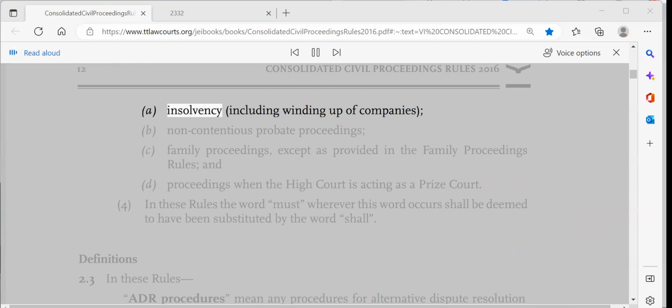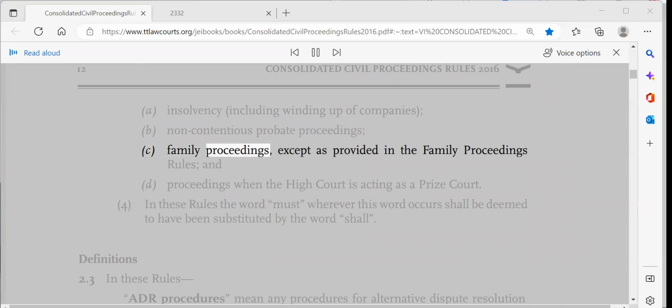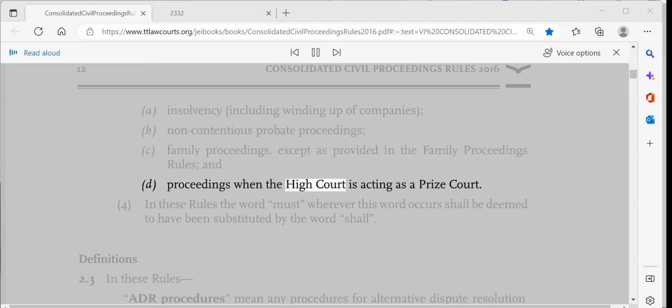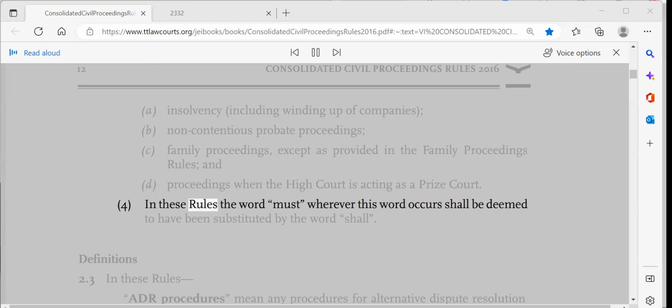(a) Insolvency, including winding up of companies; (b) Non-contentious probate proceedings; (c) Family proceedings, except as provided in the Family Proceedings Rules; and (d) Proceedings when the High Court is acting as a prize court. 4. In these rules, the word must wherever this word occurs shall be deemed to have been substituted by the word shall.